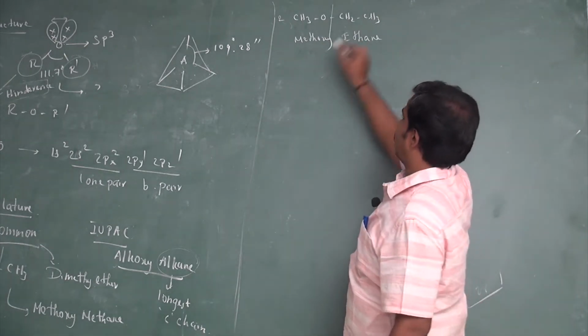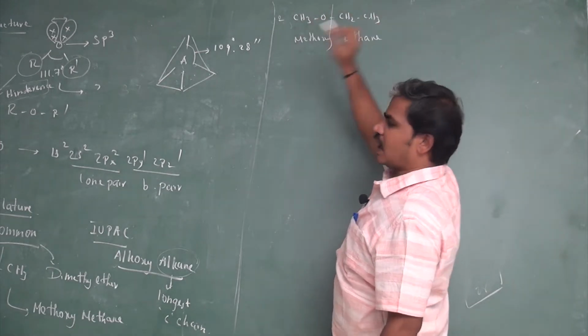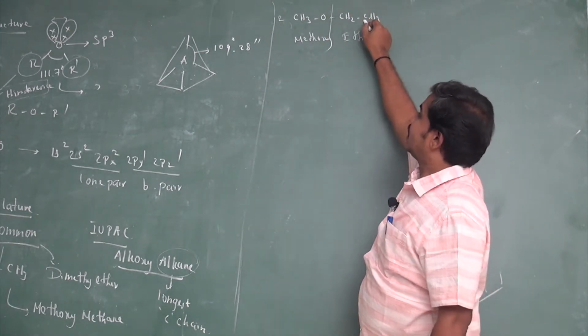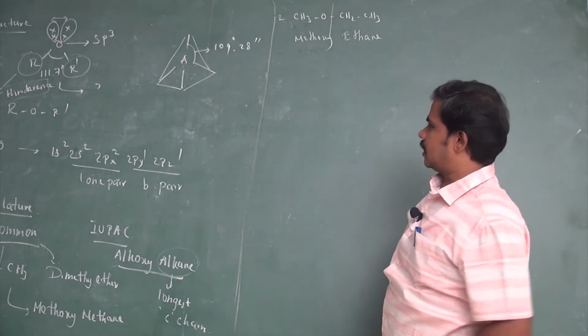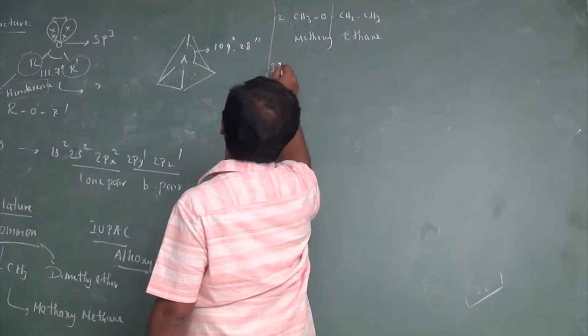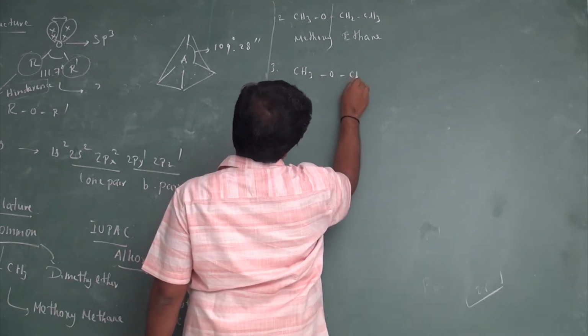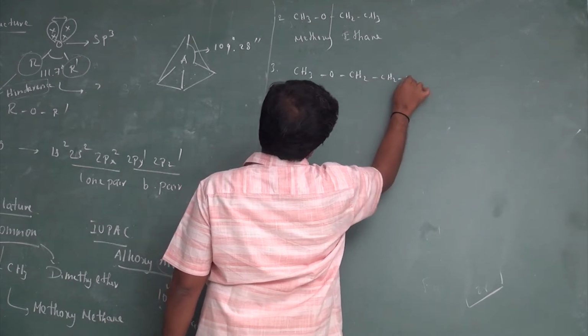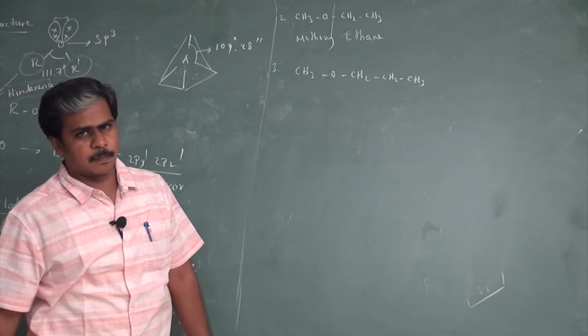Then the common name, what is that here? It is ethyl and methyl. So, by alphabet we take ethyl methyl ether. Ethyl methyl ether. Then we may take this third one. Here it is CH3O, CH2, CH2, CH3. Then find out the IUPAC name.